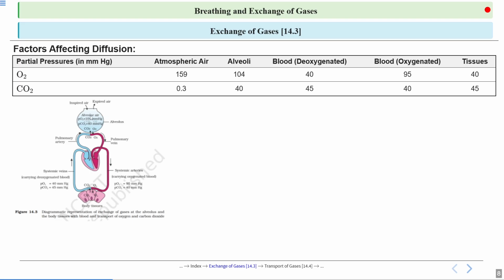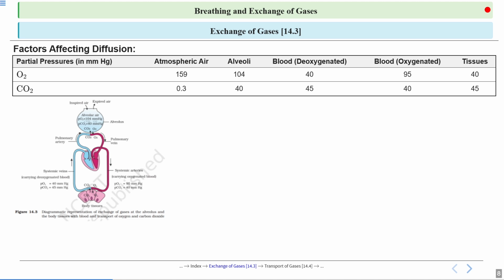And you can see the difference: 104 here in the alveoli region, and in the deoxygenated blood it is 40. So the oxygen will move to the pulmonary artery, right? So now your blood becomes oxygenated. That is the red one. Here you can see the red one, the pulmonary vein. It is having the oxygenated blood at 95. Partial pressure of oxygen becomes 95 and partial pressure of carbon dioxide becomes 45, right?